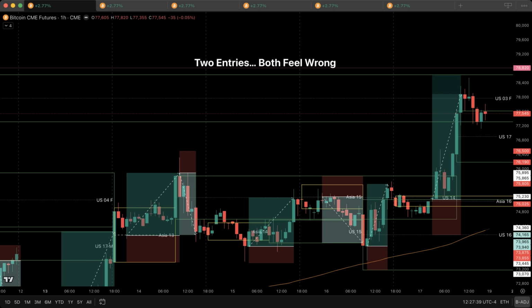Now the second choice. Same entry. Same level. But now you give it space. Risk moves lower, toward the April 16th Asia lower boundary. Now it feels uncomfortable. Too wide. Too exposed. But it holds. Price pushes again. Now distance appears. It reaches toward the April 14th US upper boundary.